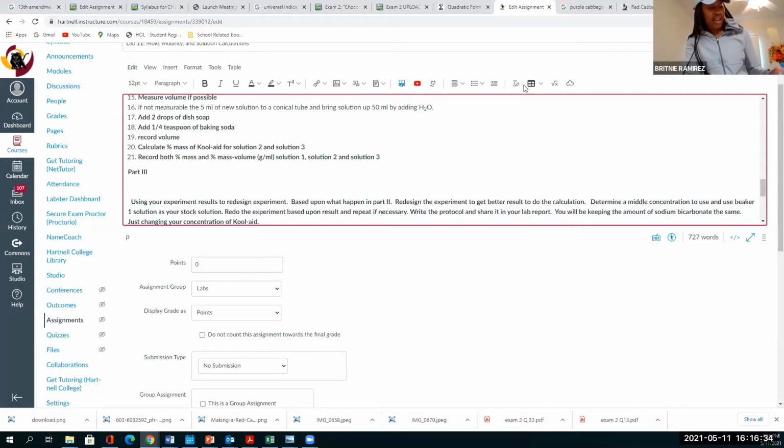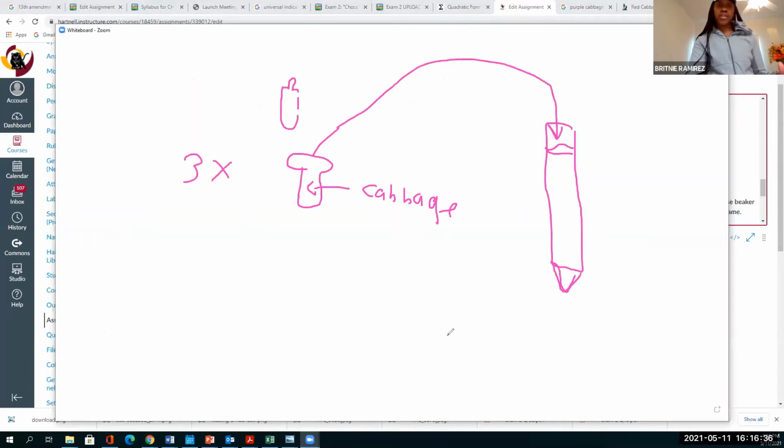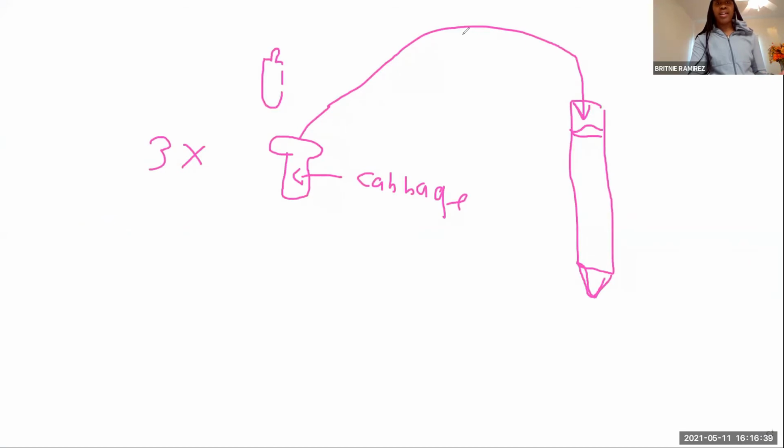Dr. Henry, none of my indicators worked for anything. It stayed that same lavender color purple. So just notate that on my stuff. Yep, just notate that on your stuff. That means that we need to get a better indicator.